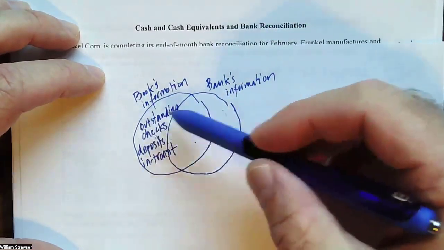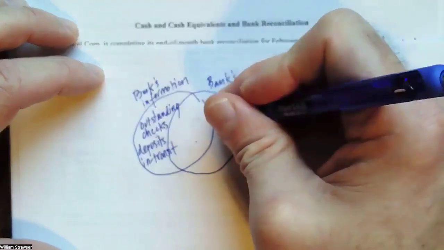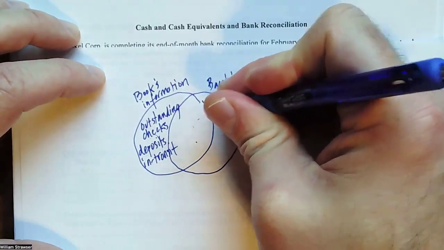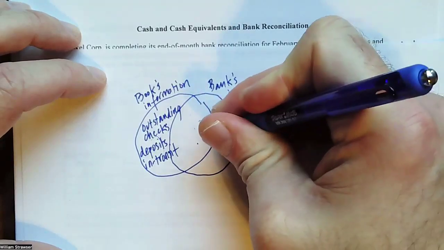What does the bank know that the books don't? The bank knows about any NSF checks deposited by my company.